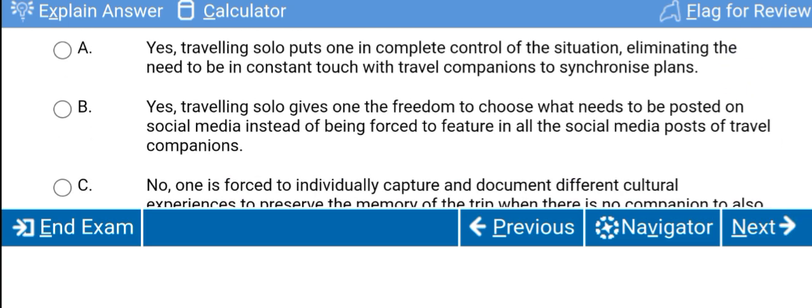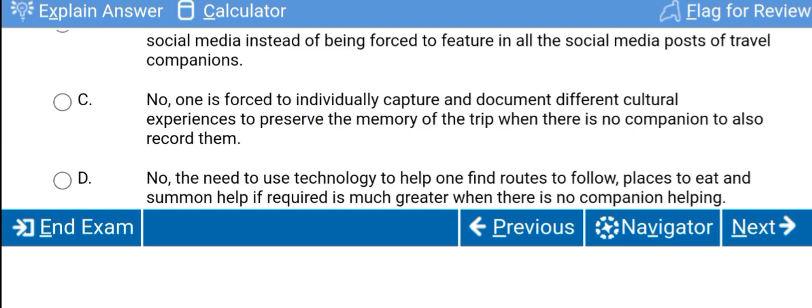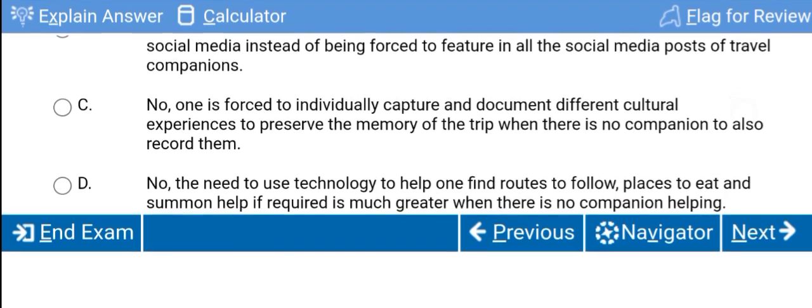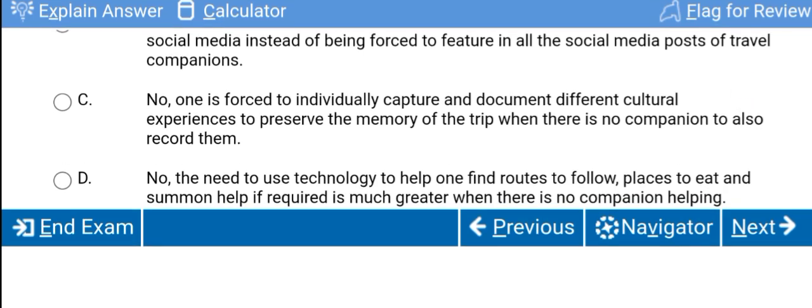Option B, yes, traveling solo gives one the freedom to choose what needs to be posted on social media instead of being forced to feature in all social media posts of travel companions. Option C, no. One is forced to individually capture and document different cultural experiences to preserve the memory of the trip when there is no companion to also record them. Option D, no. The need to use technology to help one find routes to follow, places to eat, and summon help if required is much greater when there is no companion helping.